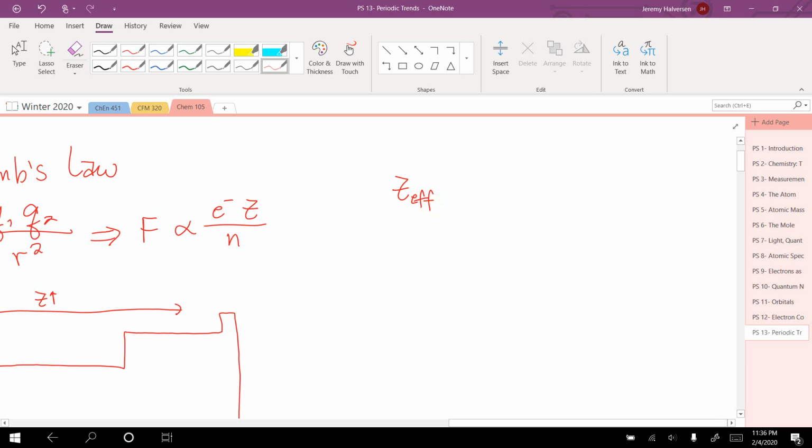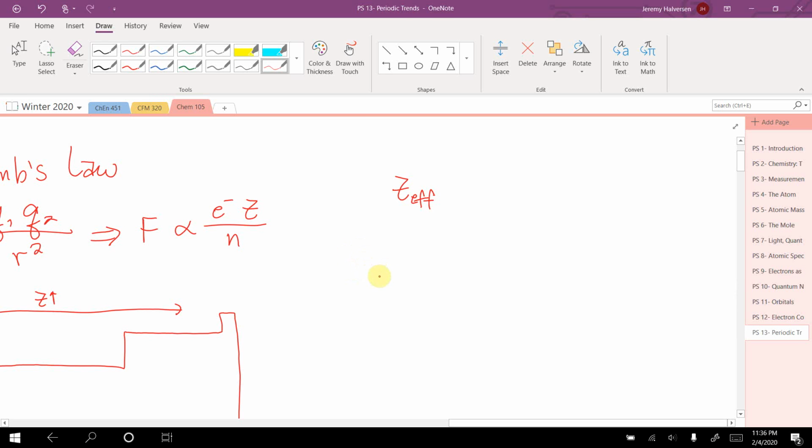And this leads us into a discussion of an important concept, and that concept is Z effective. Z effective, instead of referring to just the number of protons that are in the nucleus, refers to the number of protons, or the charge of the protons, that the valence electron actually feels. How many protons are having an effect on that outside electron, or effectively, how many protons does it feel? So let's do a little exercise to talk about this.